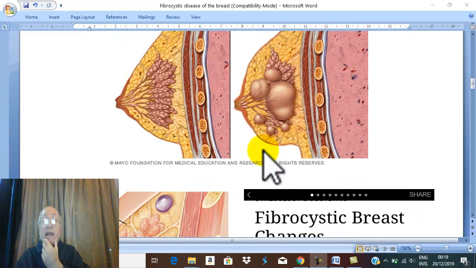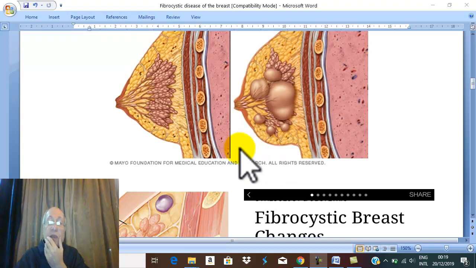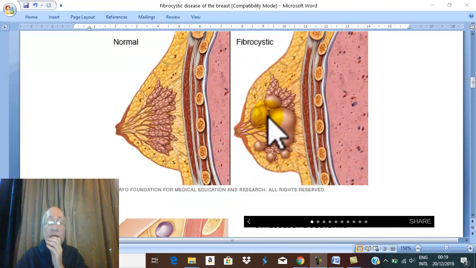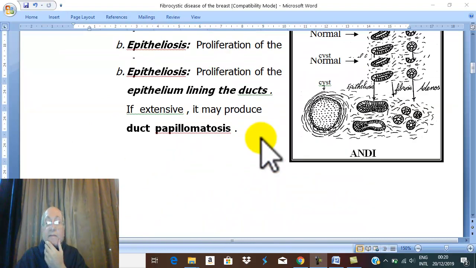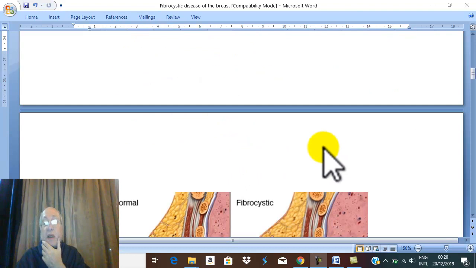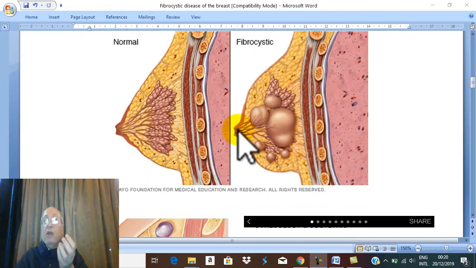There may be nipple discharge. Nipple discharge, which may be anything. If the duct is opened, all these changes disappear and the fluid passes through the ducts. There may be any discharge, clear or yellowish serous discharge or green, brown, black discharge.